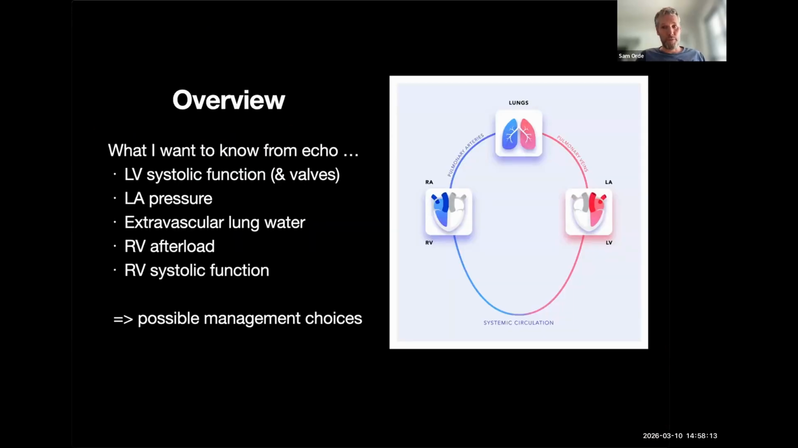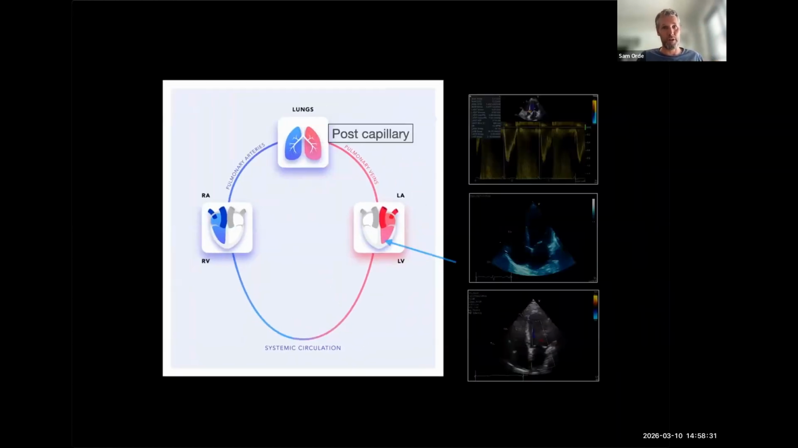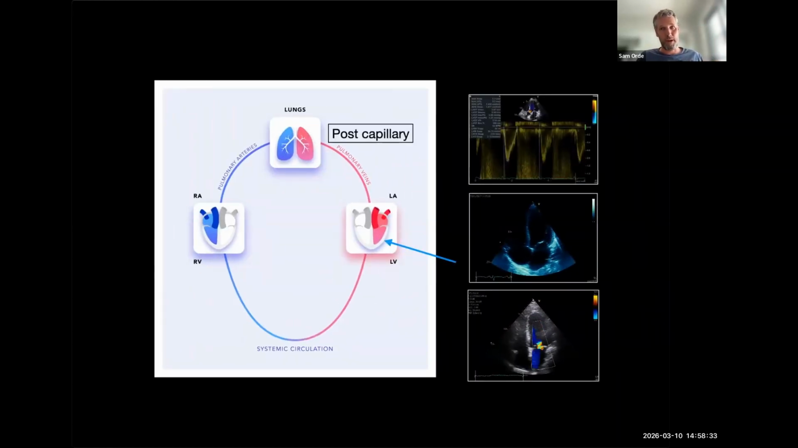So let's do a real quick overview of echo and respiratory failure. I try and think about it in terms of just working your way around the cardiovascular system. LV, left atrial pressure, lung water, RV afterload, RV systolic function, and then you match that all in with your management choices. So you can eyeball your LV.